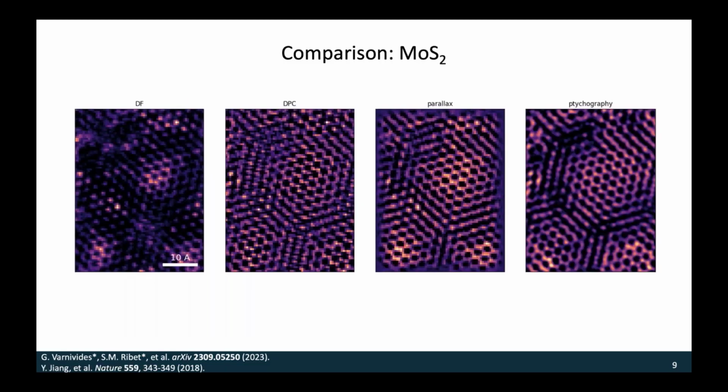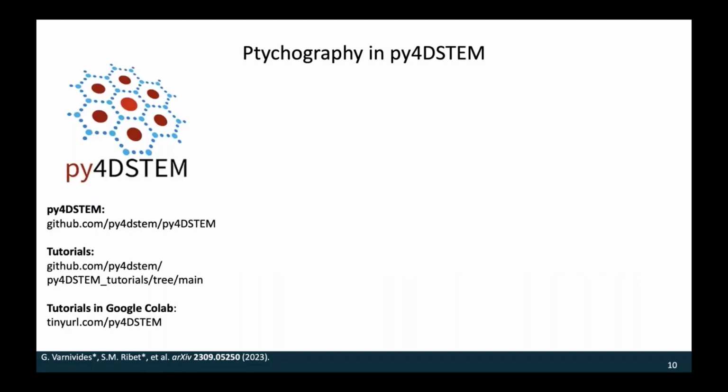And if you compare all of these, you can see that ptychography is the best. We have the highest resolution in this case. But this is for an in-focus data set. So DPC is also doing pretty well. And parallax also provides a nice phase image. So the approach that you want to use is going to depend on your sample, your measurement, and what you're trying to learn.